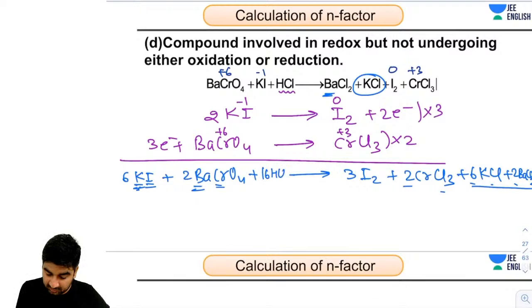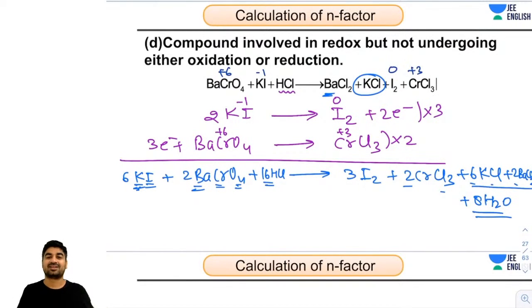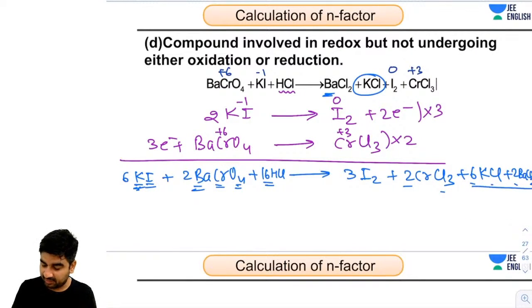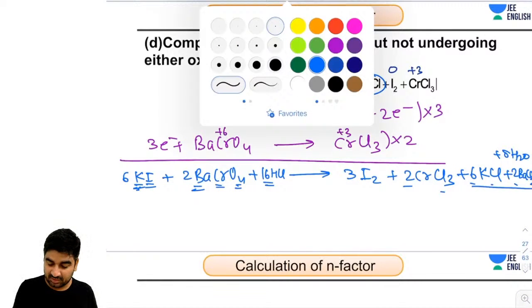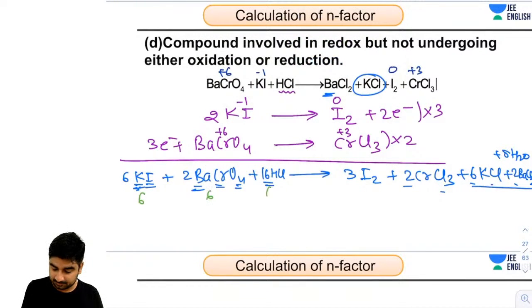So 16 HCl. But now we have 16 hydrogen. And here we don't have anything. And here we have 8 oxygen. So on the right side, I can directly write 8H2O. Right? So guys, now this reaction is balanced. And once this reaction is balanced, I'm writing 8H2O over here. So now you can calculate the n factor here. So how many electrons were cancelled? 6. Right? Now divide by stoichiometric coefficient.